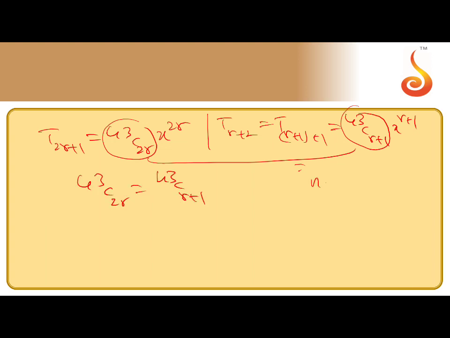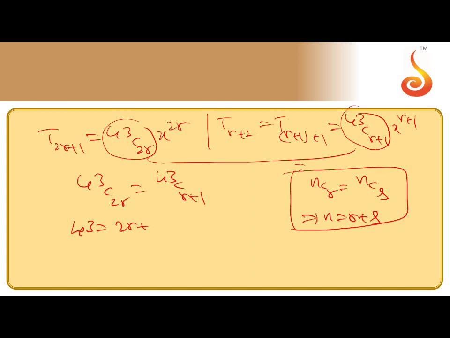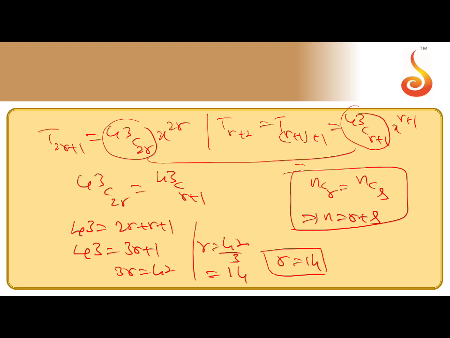So we have one property in binomial coefficients: nCr equal to nCs, then n equal to r plus s. This is the most important property. Here n is 43 equal to 2r plus r plus 1. So 43 equal to 3r plus 1. So 3r equal to 42, r equal to 42 by 3, r equal to 14. So therefore r value 14 is the only answer.